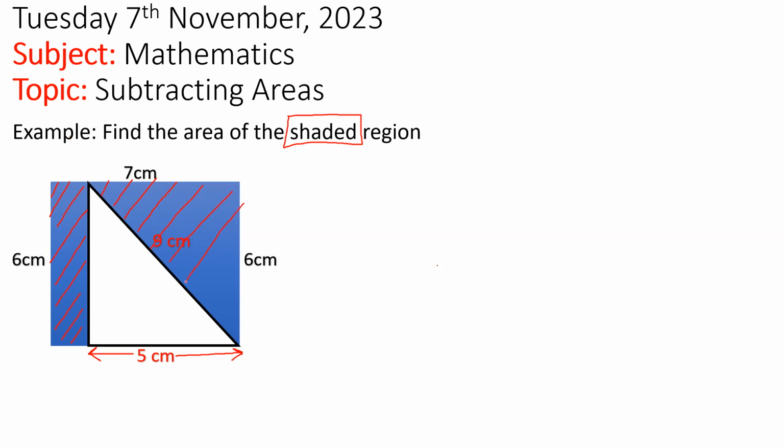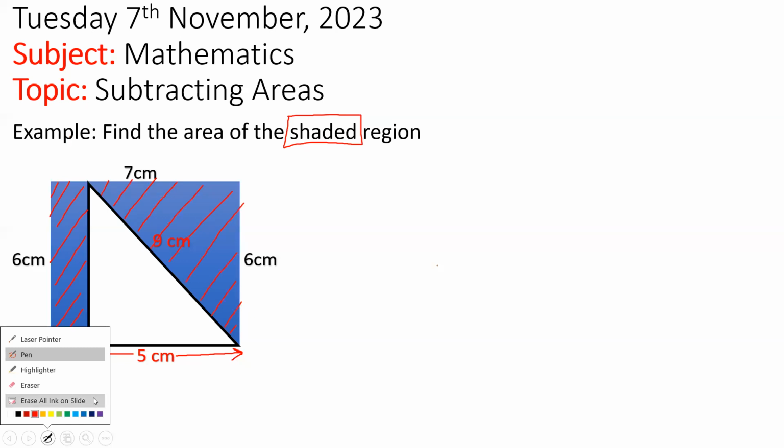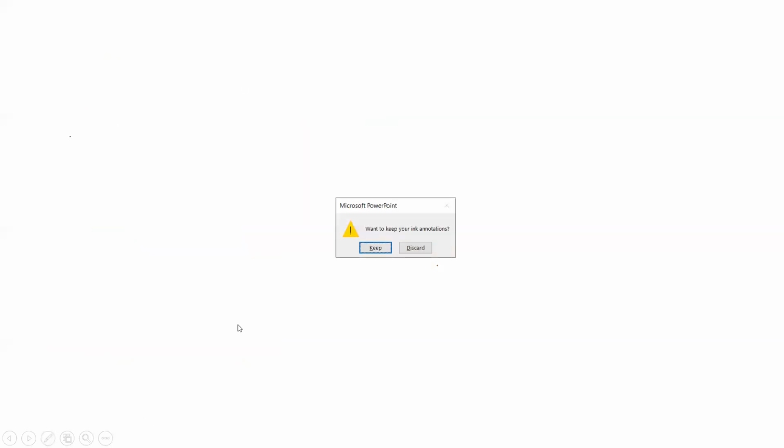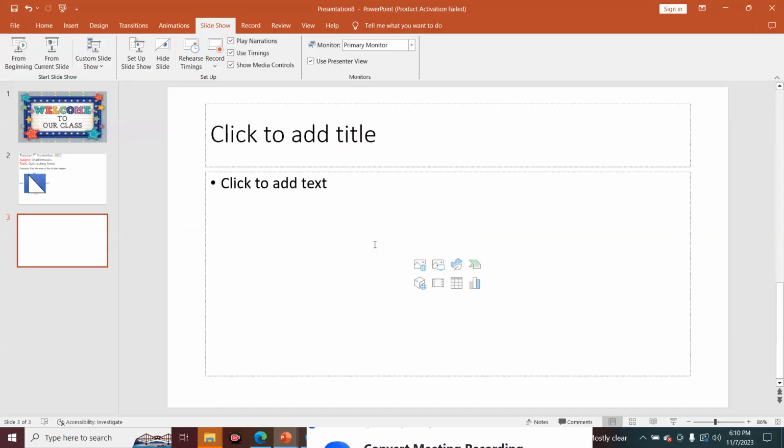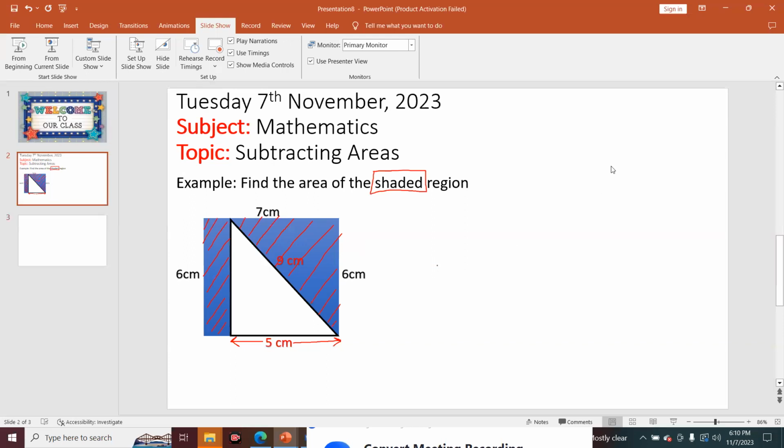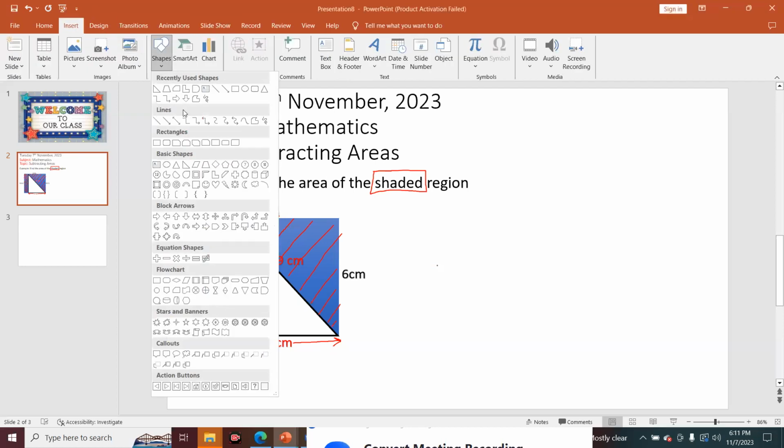So we need to figure out what is that area, right? The first thing that we're gonna do in order to find out what's that area is we're gonna find out what is the area of the rectangle overall, right? Then we're gonna find out what is the area of the triangle, and then we're gonna find the difference between them. That's basically how we're gonna do this question. So with that in mind, let's do it.